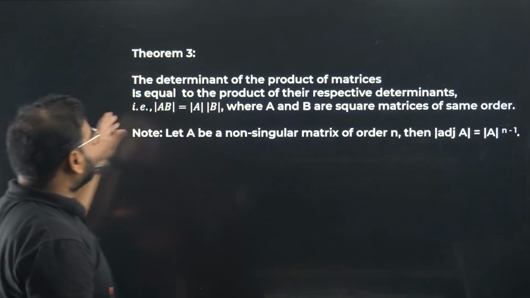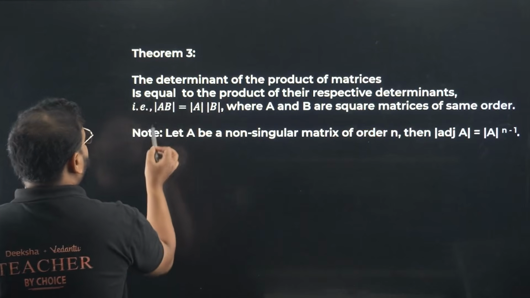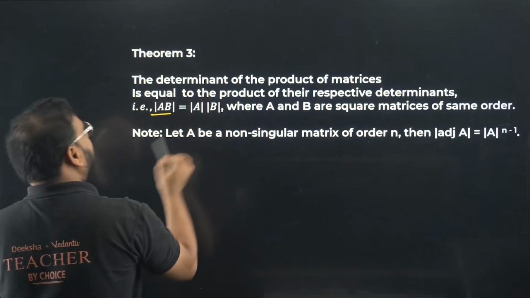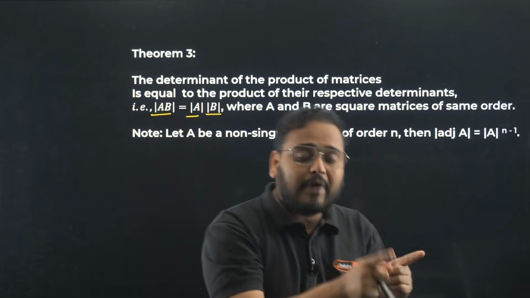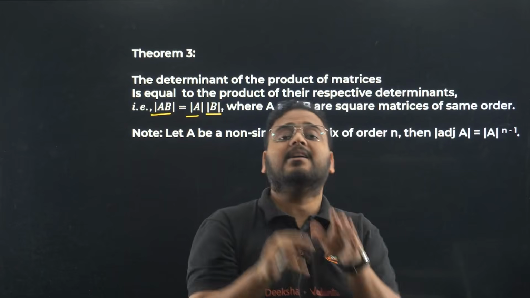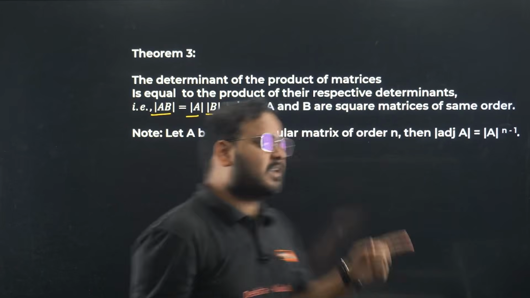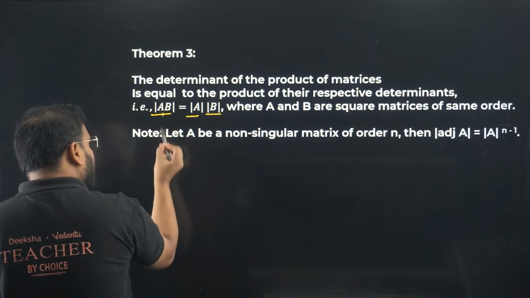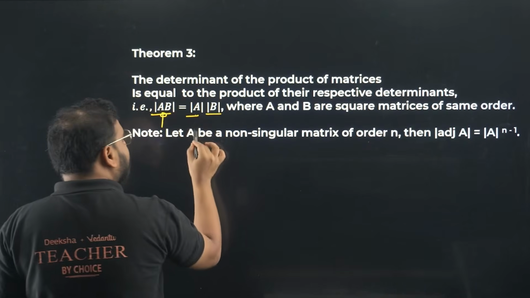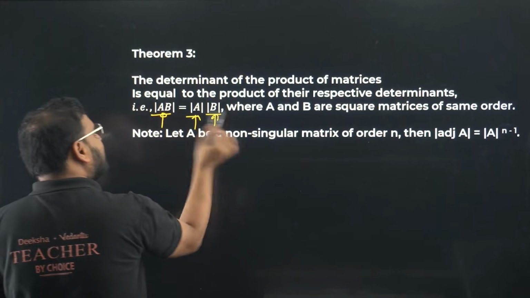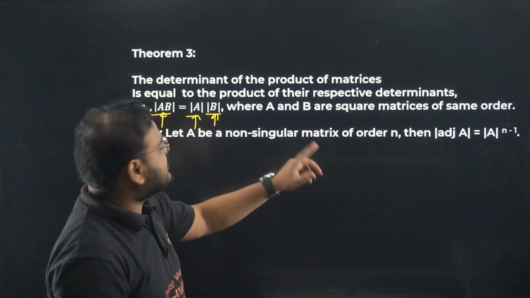Now theorem number 3, the determinant of the product of matrices. Whether you find the determinant of the product of matrices, or you find the determinant of each of the matrices and then take the product, the result is the same. Check here. First we did the product, then we applied a determinant. Or you did the determinant first for A and B individually and then applied the product, the result is the same. These are square matrices of the same order.